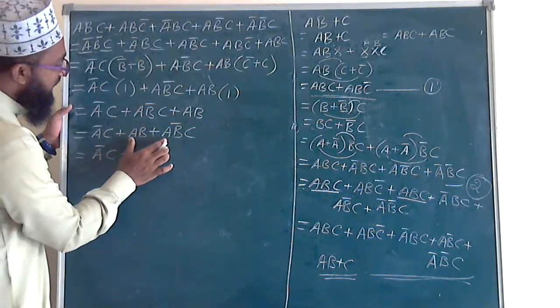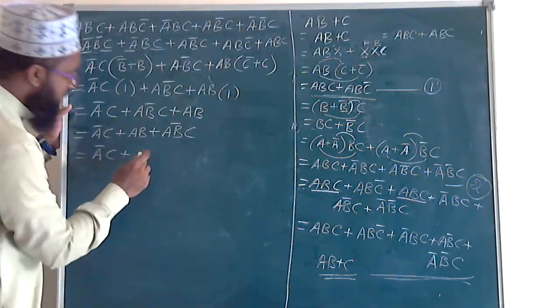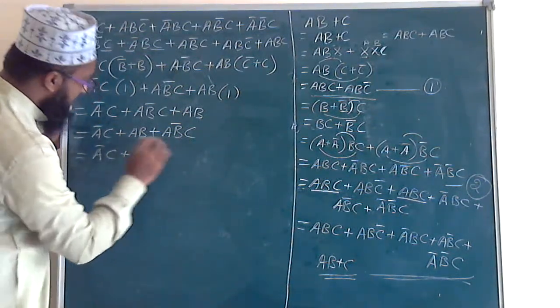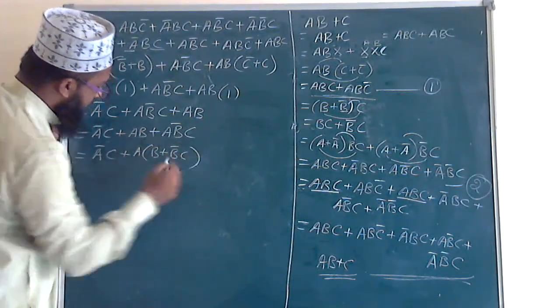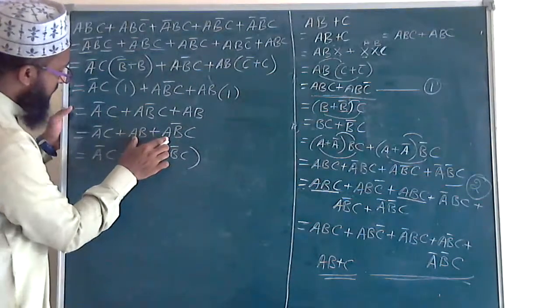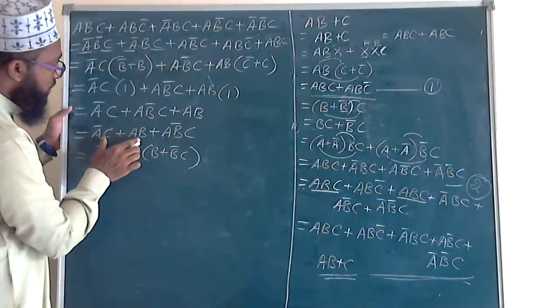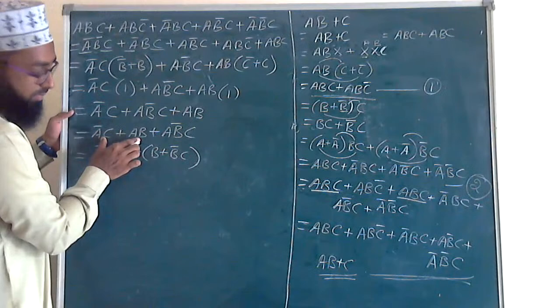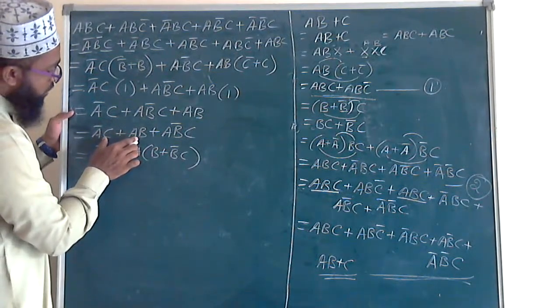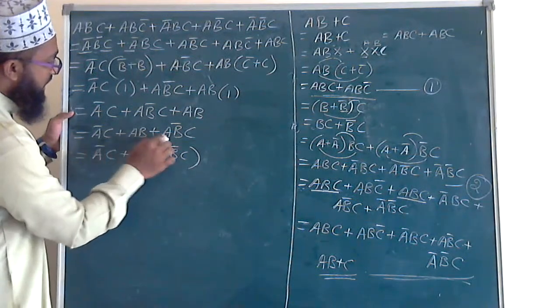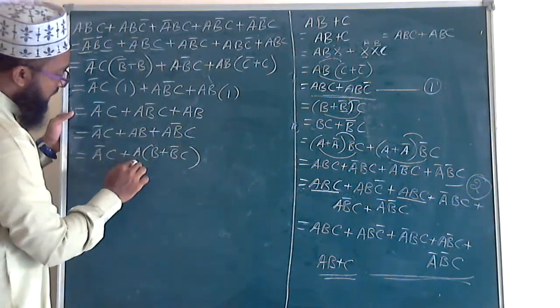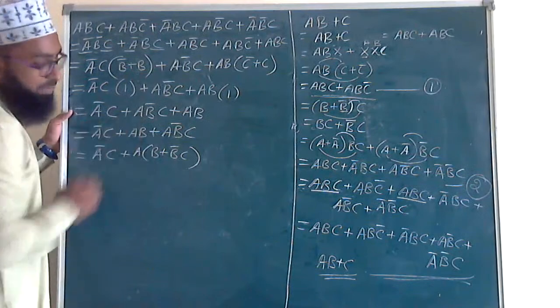Yes, here A is common. Write down A as it is, then B plus B bar C. Among these two terms, in the first term there is no common thing, so write down A bar C. In the second term, A is common, so write down A as it is. Then B plus B bar C.